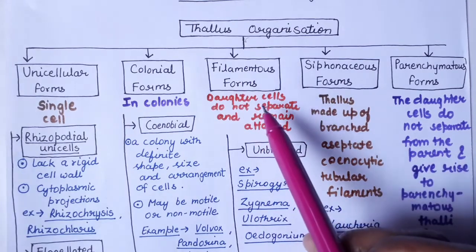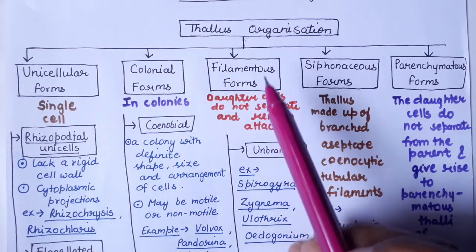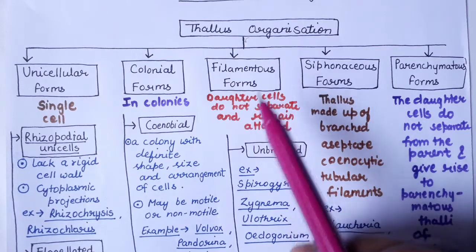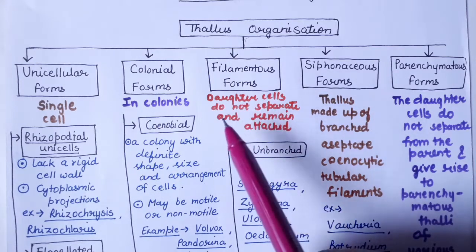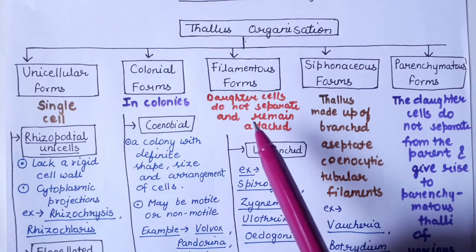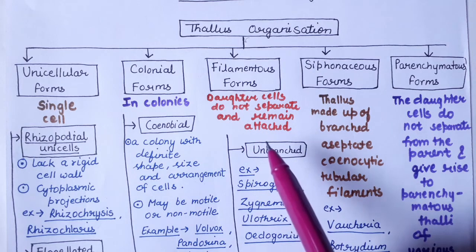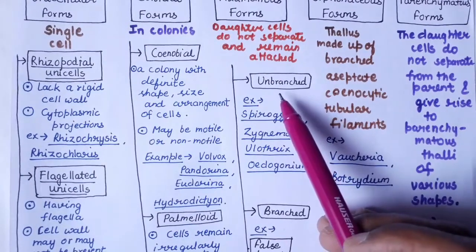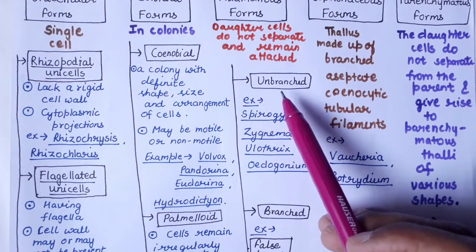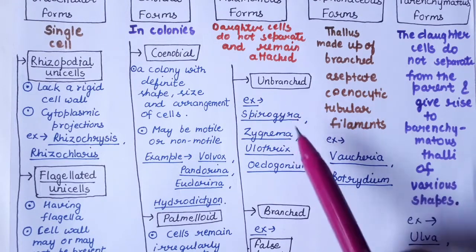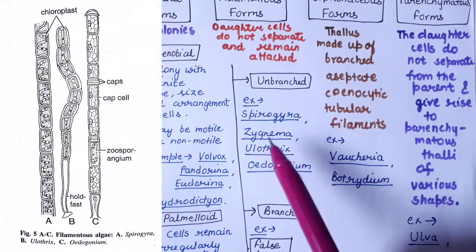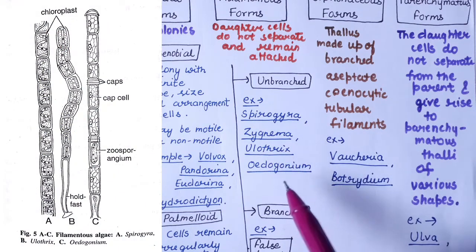Now coming to the next category of thallus organization, which is filamentous forms. Some of the algae are formed in the form of filaments. In such a case, what happens? The daughter cells do not separate and they remain attached together to form a filamentous structure. These may include the following types: unbranched filamentous form. Examples here are Spirogyra, Zygnema, Ulothrix and Oedogonium.